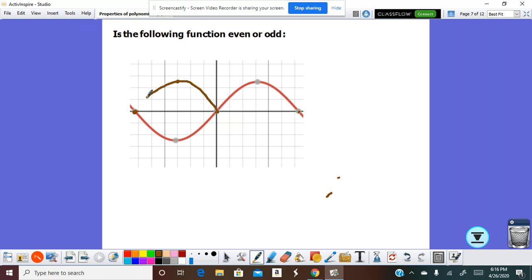So when you reflect that over the y-axis, you have this. And then when you reflect this graph over the x-axis, you will have this. So you reflect over y, and then you reflect over x. Therefore, this one is an odd function. I hope you get it.